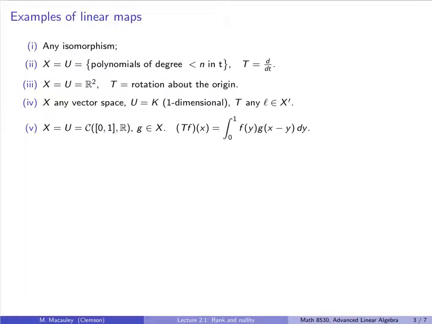Next, let X and U be the space of continuous real-valued functions on some interval, let's say [0, 1]. Now I can actually weaken this to be piecewise continuous if I want. So let's let g be some fixed function in this space. Then the following is a linear function. So we integrate f of y times g of x minus y dy. So we're actually integrating out y, and we are left with a function of x.